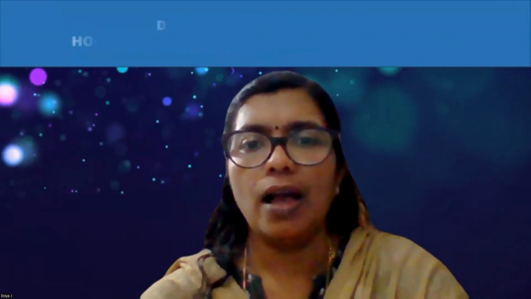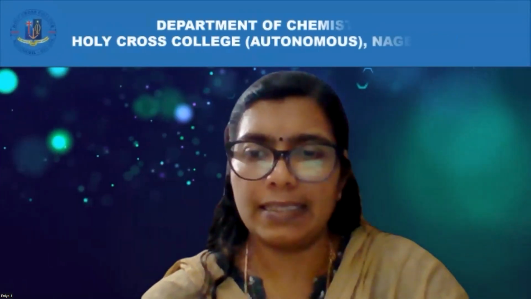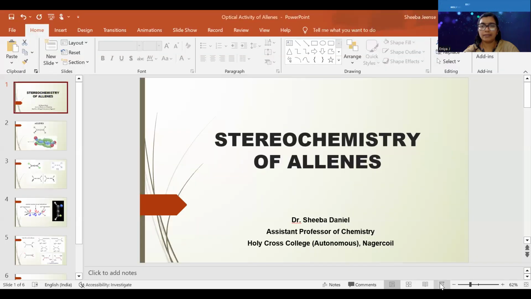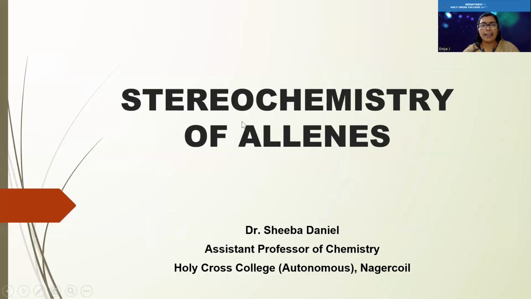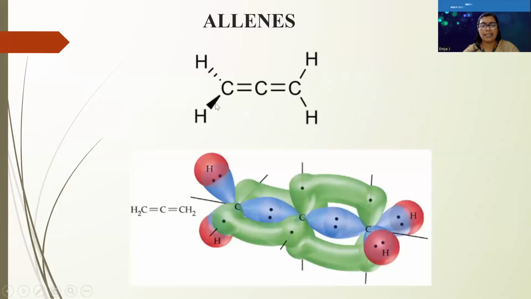In this video, I am going to explain the topic Stereochemistry of Allenes. Allenes are organic compounds having the basic skeleton CH2=C=CH2. This is a simple allene. This allene has cumulated double bonds.